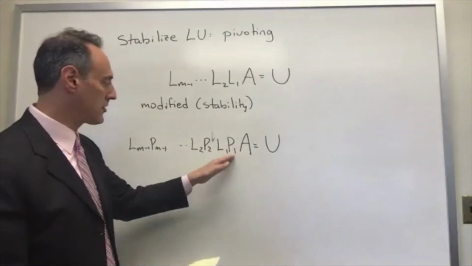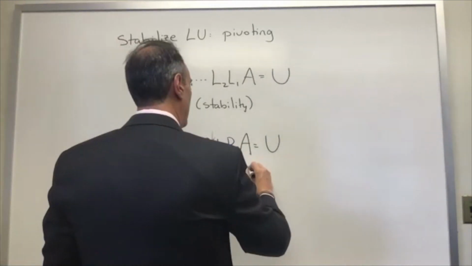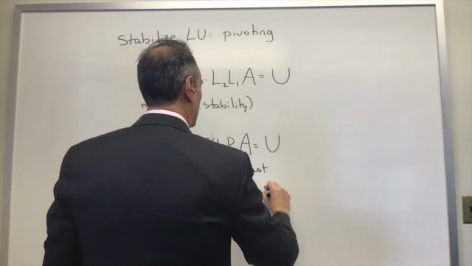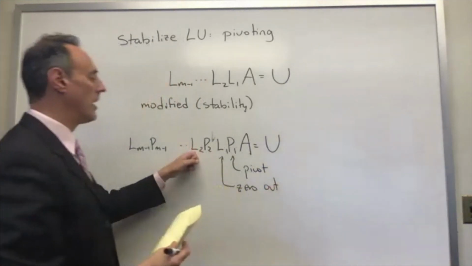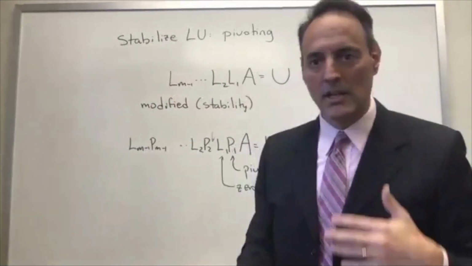So pivot first, then zero, right? So that's the idea. Pivot, and then you zero out. Pivot, zero out. Pivot, zero out. That's the more robust, structured way to do it.